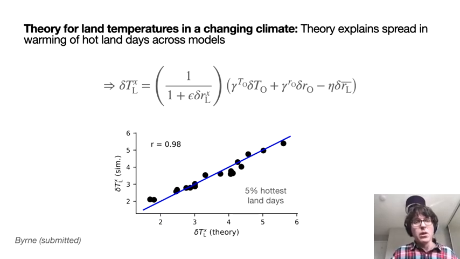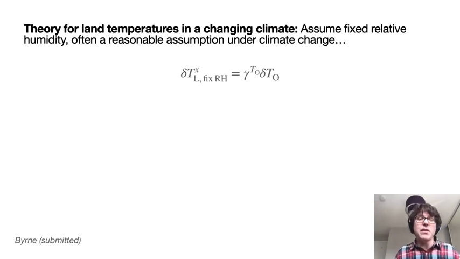Okay, so this is the full theory, which does well at explaining what the simulations are doing. We can think about a simplified version of the theory. So a simplified version of the theory pops out if you assume, as is often typical in climate science, that relative humidity is approximately constant under climate change. So this is an assumption that's made quite frequently in climate science, and often it's a pretty reasonable assumption to make. So if you make that assumption, the theory boils down to a very simple equation.